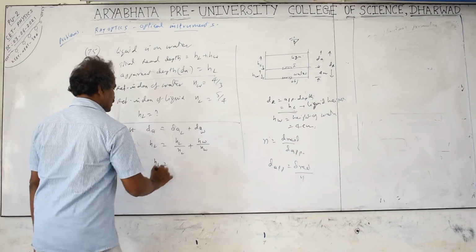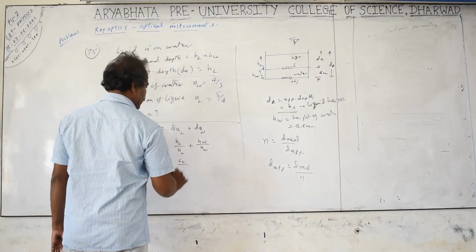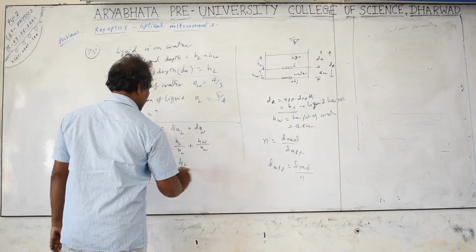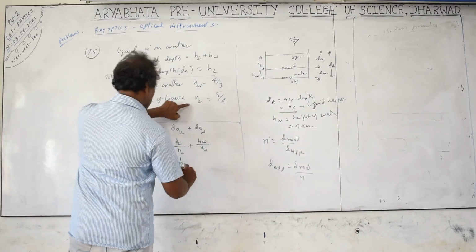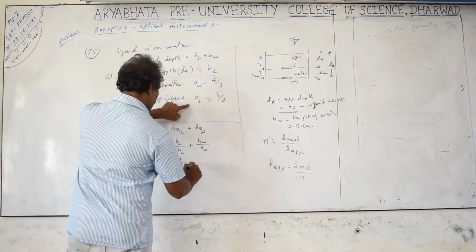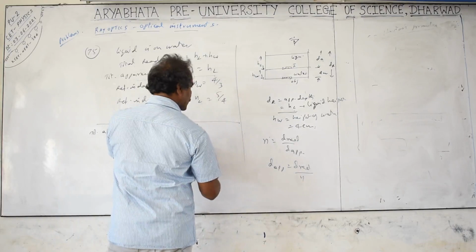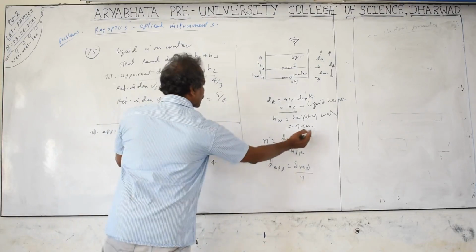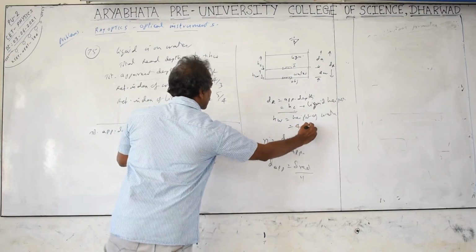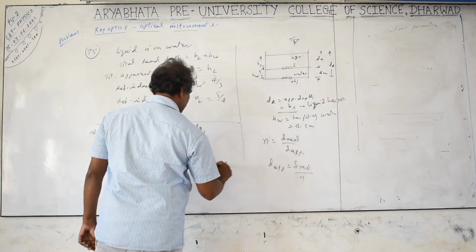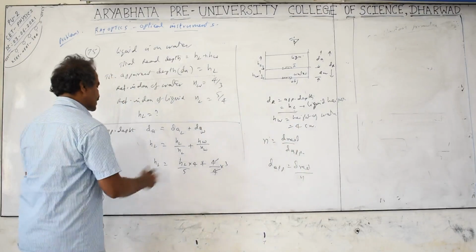Height of the liquid, HL, divided by the refractive index of the liquid, which is given as 5 by 4. So 4 goes to the numerator. Plus the height of the water, which is 4 centimeters, divided by the refractive index of the water, 4 by 3. 3 goes to the numerator, the 4 cancels. So what is left is 3.